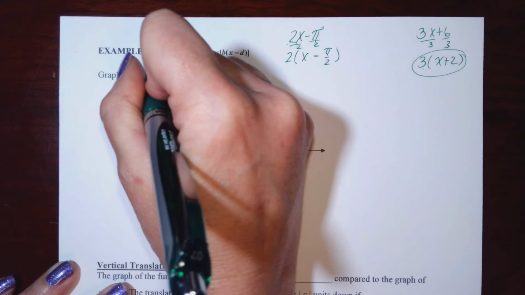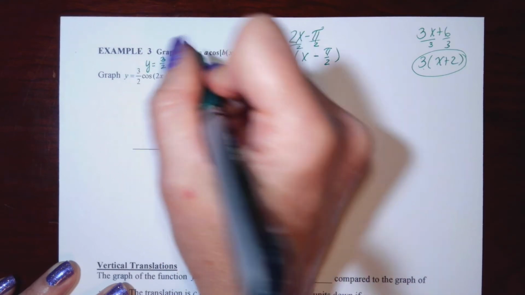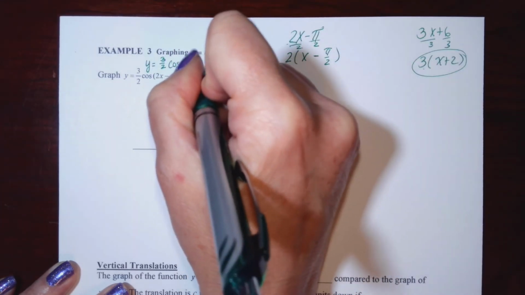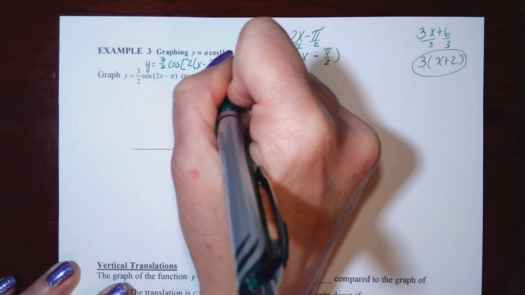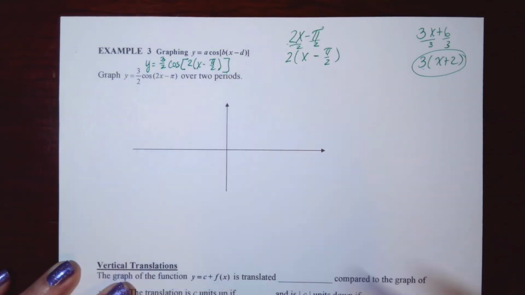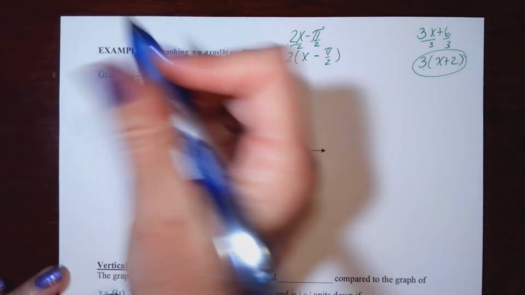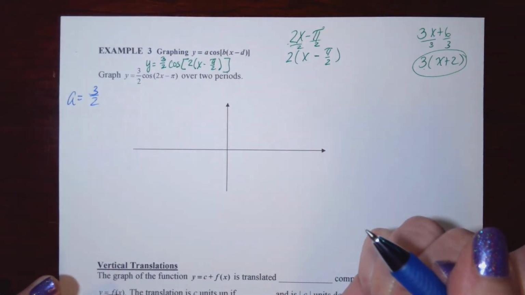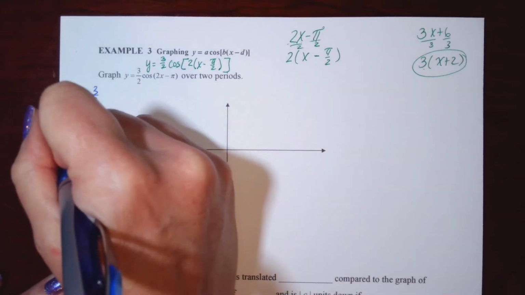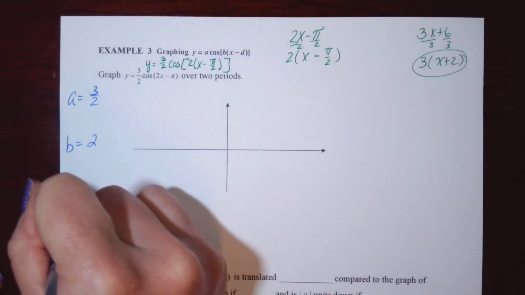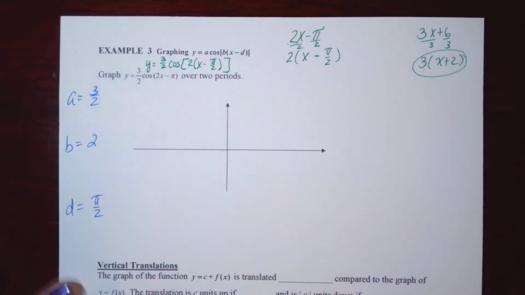This function becomes 3/2 cosine 2 times x minus pi half when I factor out that value for b. Okay, we've got that factored. Now let's do all the things. We've got a value for a of 3/2. We've got a value for b of 2. And we've got a value for d of a positive pi half.